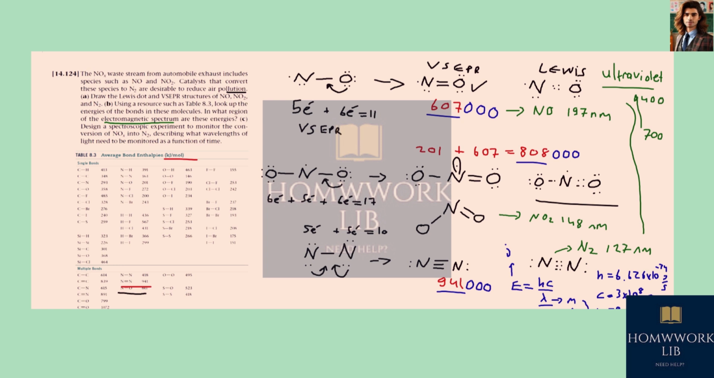And to do this spectroscopic experiment, the important value is 127, and one should be looking at this value, and the other values are going to be 148 and 197. So they want to look at these values drop down to the value of 127. So one can safely say that these NO and NO2 are converted to N2.